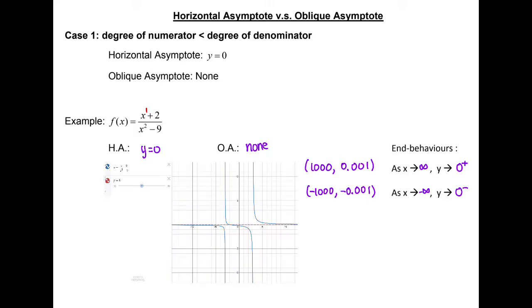Let's take a look at the graph. We can clearly see there's a horizontal asymptote at y equals 0. And on the right-hand side of this function, the function is approaching the horizontal asymptote from above. And on the left end, the function is approaching the horizontal asymptote from below.